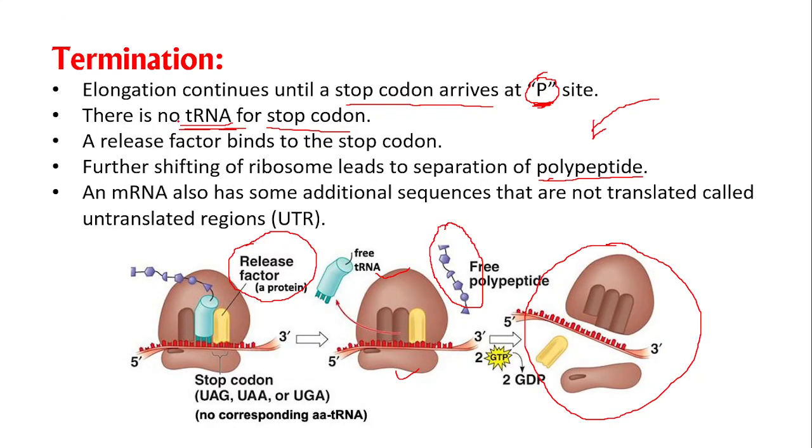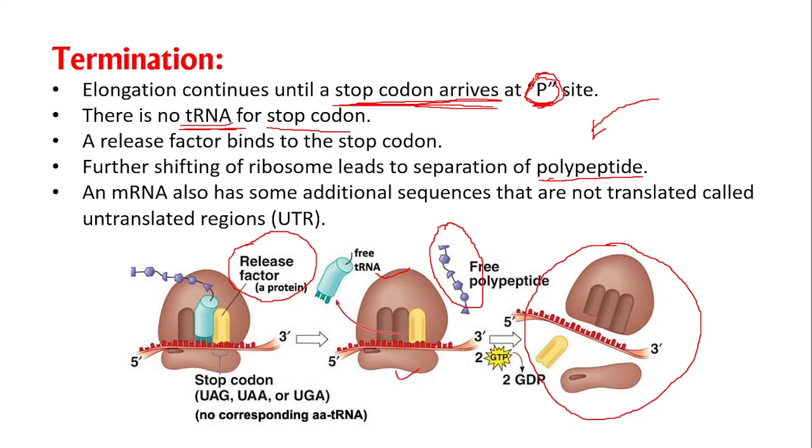When the elongation is going on, it will be continued up to what? The region in the P site. In the P site, what should arrive? A stop codon should arrive. The process of elongation will continue till a stop codon arrives in the P site.